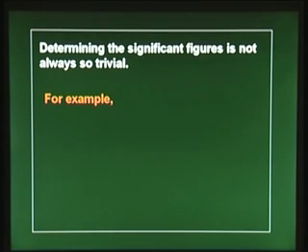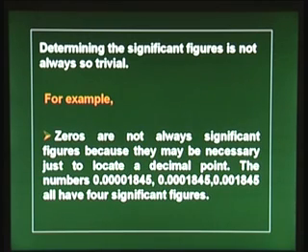Okay, so now is it easy to determine the number of significant digits? It's not always so easy. For example, let's look at this. If you are given these numbers, 0.00001845, 0.0001845, and 0.001845, what are the number of significant digits in these? They all have 4 significant figures. That's the answer. The zeros are basically used to locate the decimal point. So it's not so trivial.